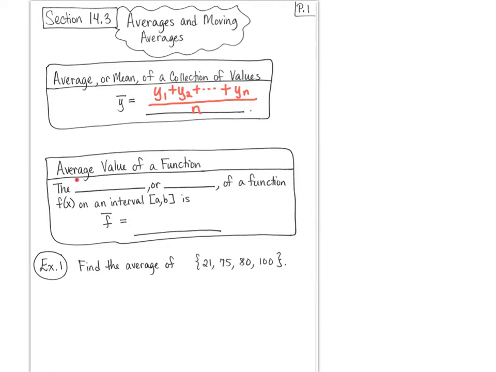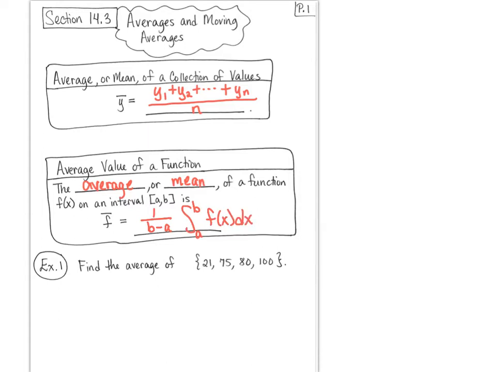Okay? The average value of a function, which is called f bar, that's f-a-v, the average or mean of a function f of x on the closed interval [a, b] is given by f bar equals 1 over b minus a times the integral from a to b of f of x dx.